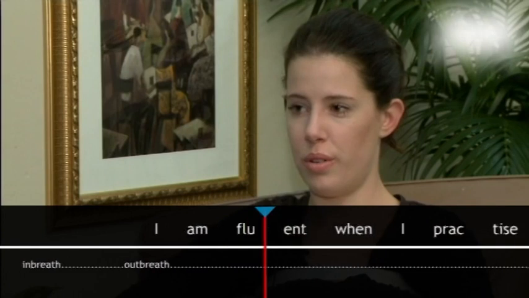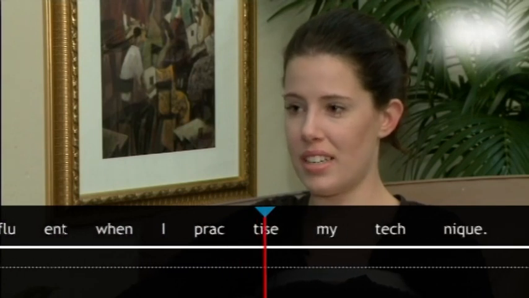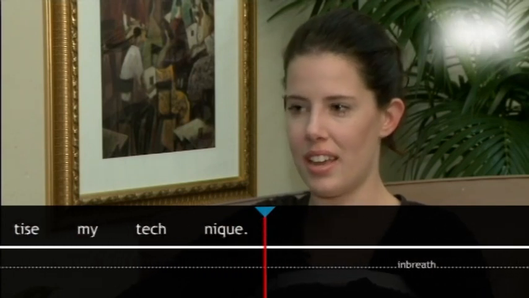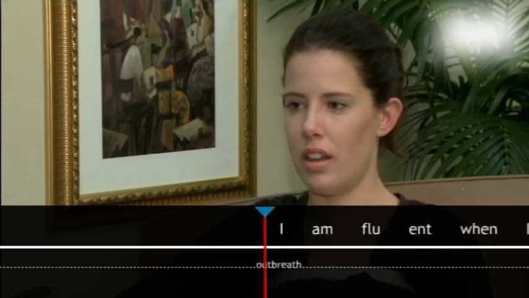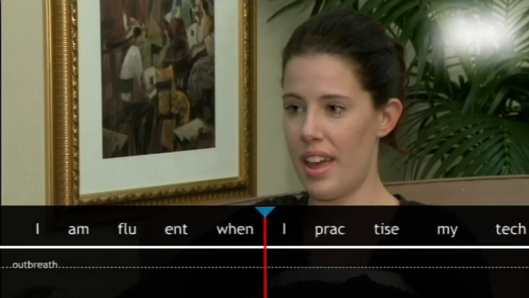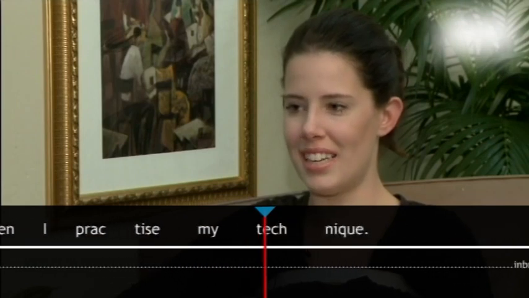I am fluent when I practice my technique. I am fluent when I practice my technique.